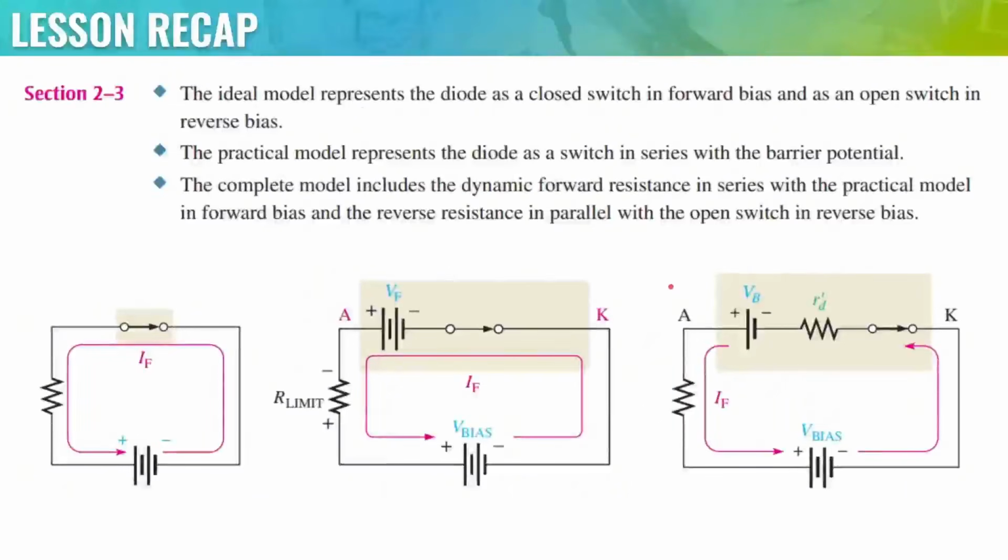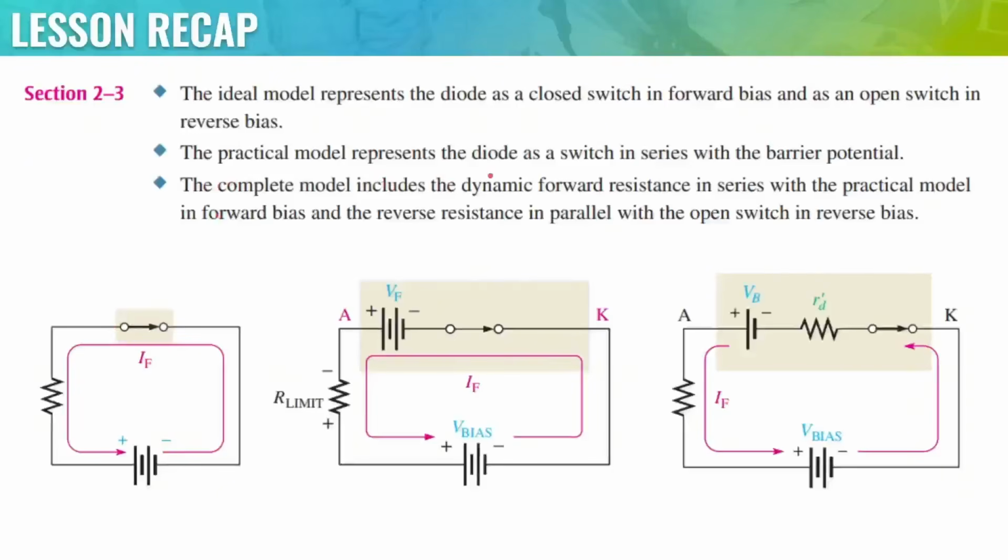So for section 2.3, the ideal model represents a diode as a closed switch in forward bias and an open switch in reverse bias. So basically, this can either be on or off. If it is forward biased, it is closed, allowing the current to flow. And if it is reverse biased, it does not allow the current to flow.